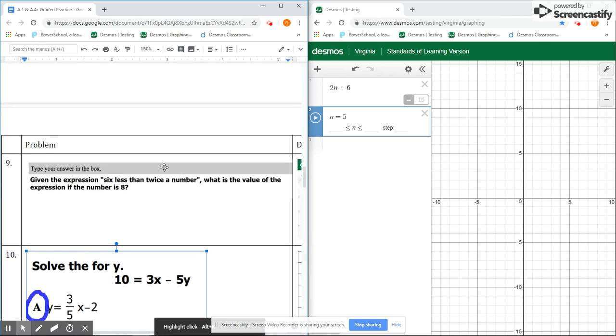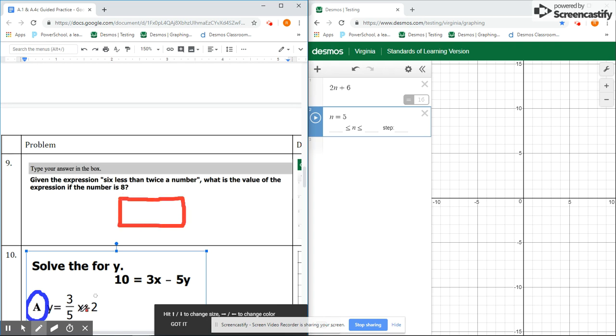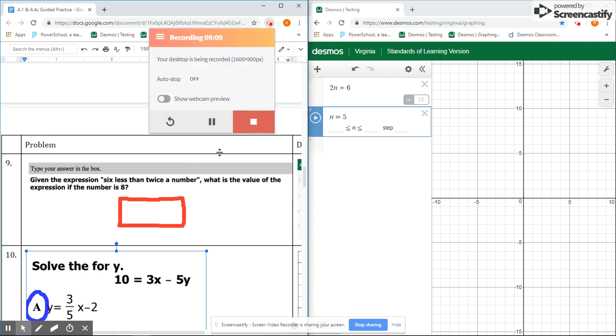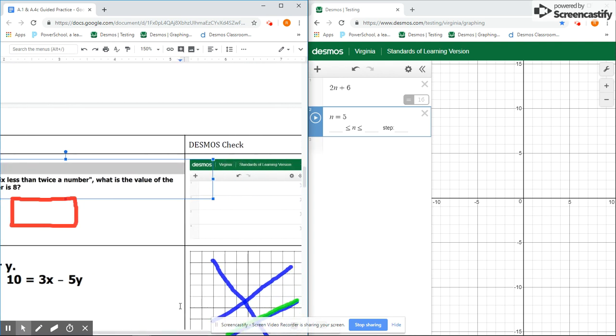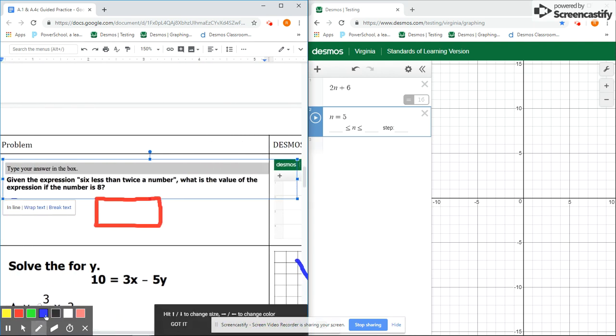All right, I'm going to ask you to pause the video and try number 9. Number 9, it is exactly like number 12. You just don't have answer choices, so you'll need to type your number into the box there. Okay, so pause your video and try number 9. All right, so you should have tried number 9. You can put all your steps here in Desmos. Your correct answer should be 10.